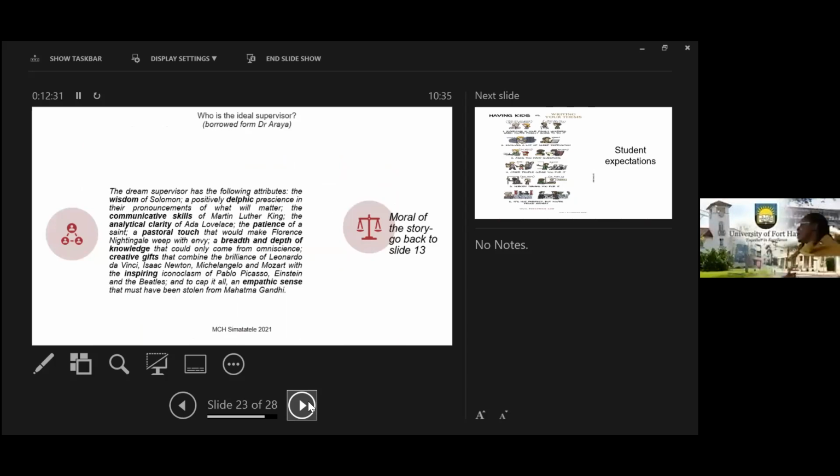Okay, so I found this really fascinating quotation from Dr. Araya, who is an ideal supervisor. And I'm just going to read through this. And when I finish, I want those who think they meet these qualifications to just raise their hand, right? Including the people online. Please find the raise your hand facility.